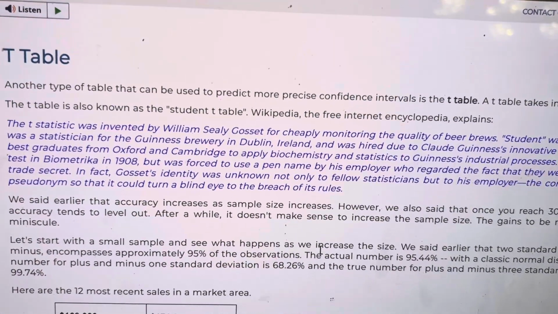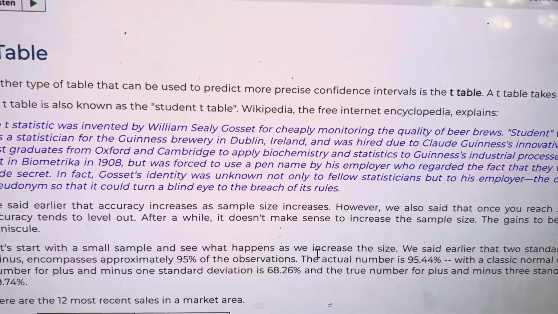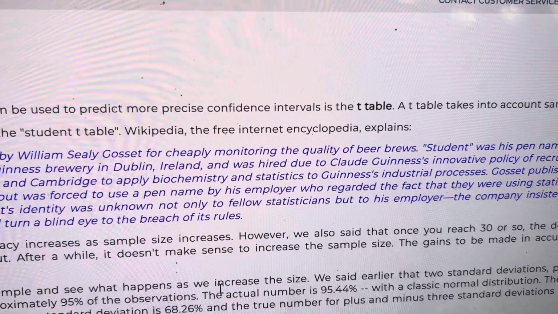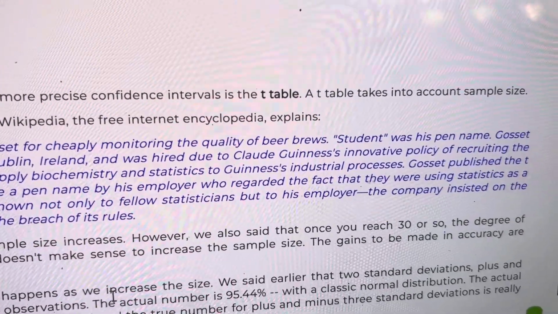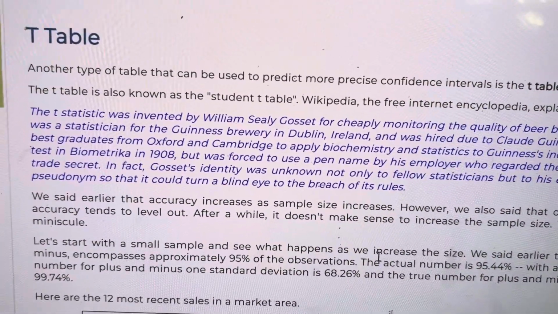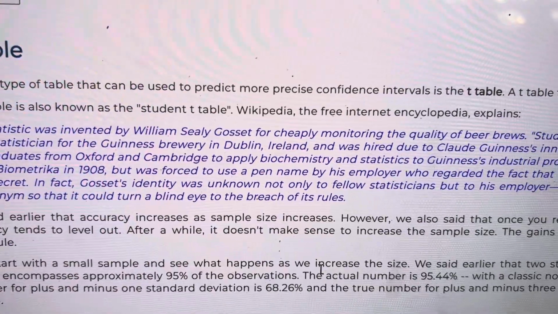T-table. Another type of table that can be used to predict more precise confidence intervals is the T-table. A T-table takes into account sample size. The T-table is also known as the student T-table.